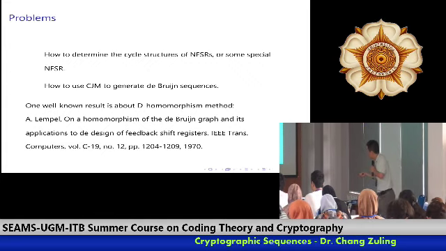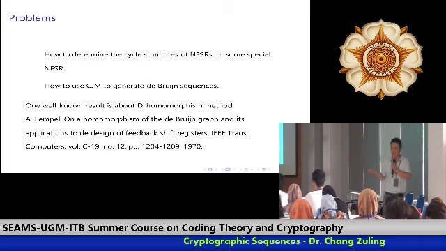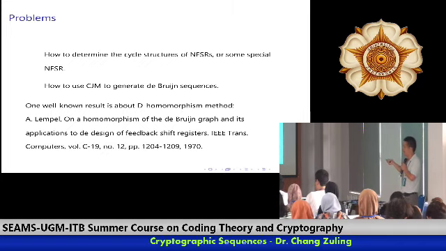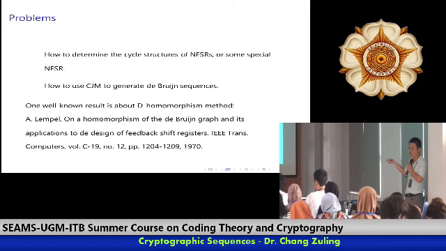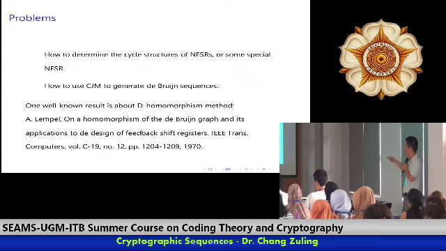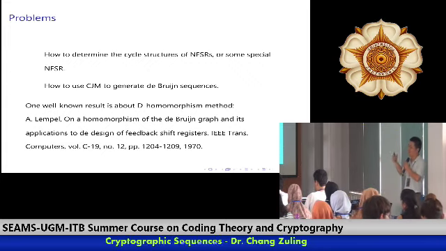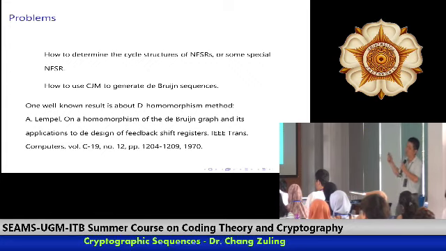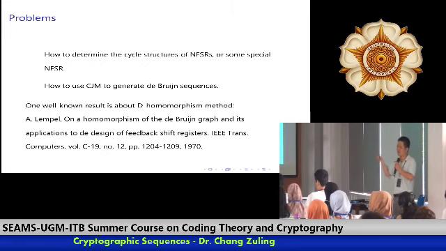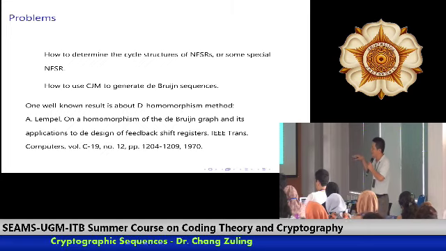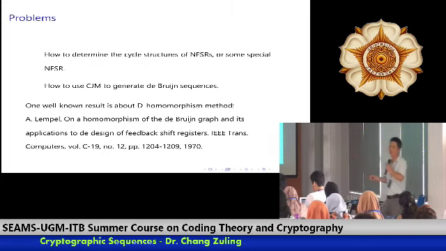And for NFSRs, there are several results. This method can join two cycles into one cycle to generate a new de Bruijn sequence, based on a low order de Bruijn sequence to generate a high order de Bruijn sequence. It's very interesting.